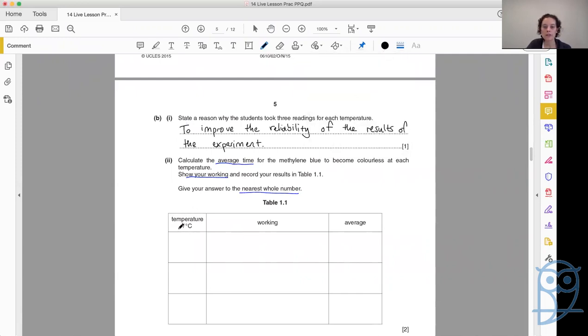So we need our temperatures again. So our temperatures were 4, 22, and 52. They put the degrees C at the top like good students, so we don't put the degrees C in here. Our working, to get an average, you've got to add everything and divide by the number of things. So I've got them written down here separately so we don't have to go up and down. 130 plus 118 plus 127 divided by 3.